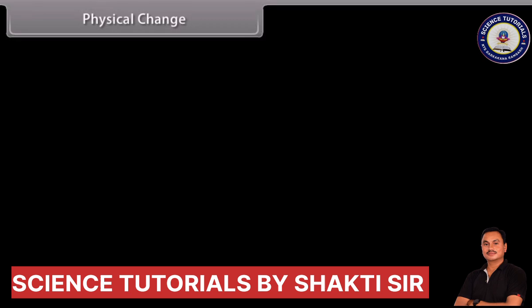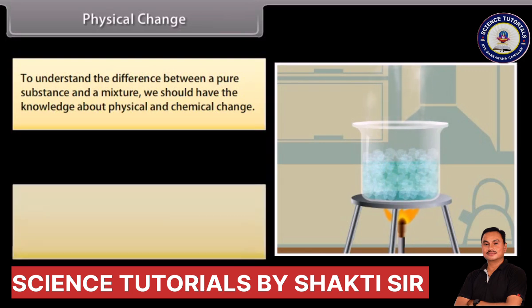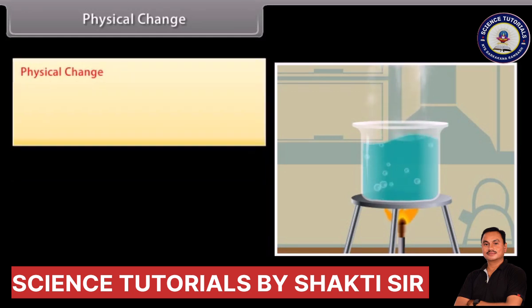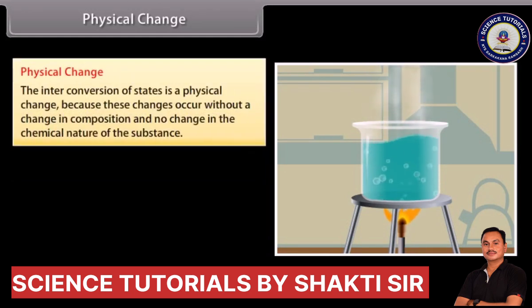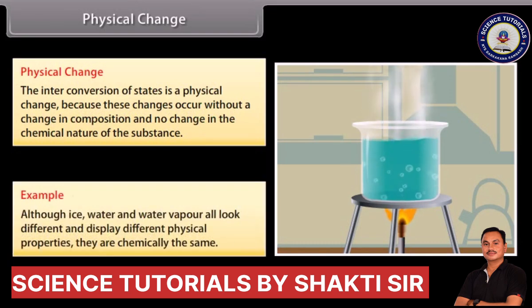Physical change. To understand the difference between a pure substance and a mixture, we should have knowledge about physical and chemical change. Color, hardness, rigidity, fluidity, density, melting point, boiling point, etc. are the physical properties. The interconversion of states is a physical change because these changes occur without a change in composition and no change in the chemical nature of the substance. For example, although ice, water, and water vapor all look different and display different physical properties, they are chemically the same.